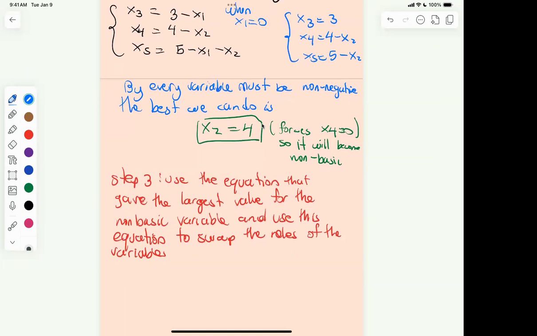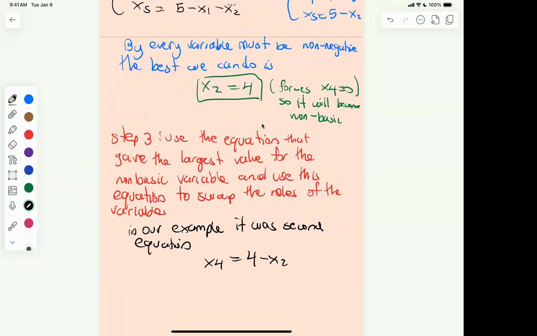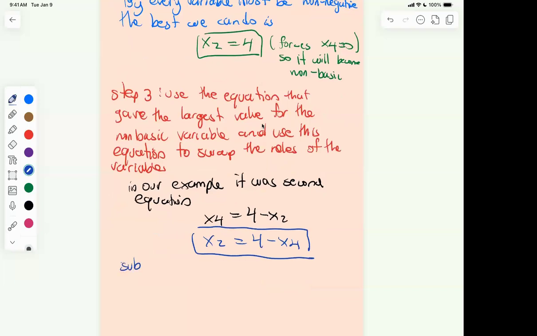So in our example, it was the second equation, right? The second equation said that x4 equals 4 minus x2. But now I want to swap the roles. I now want to think of x2 being given in terms of x4. It is the same equation. You're just changing your perspective. And because now you're thinking about it in those terms, you have to make this change in every single one of the remaining equations. So you substitute this into the other equations.